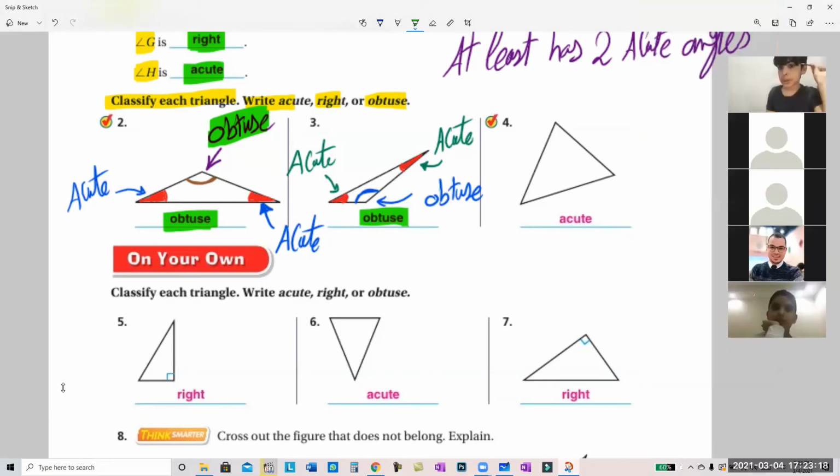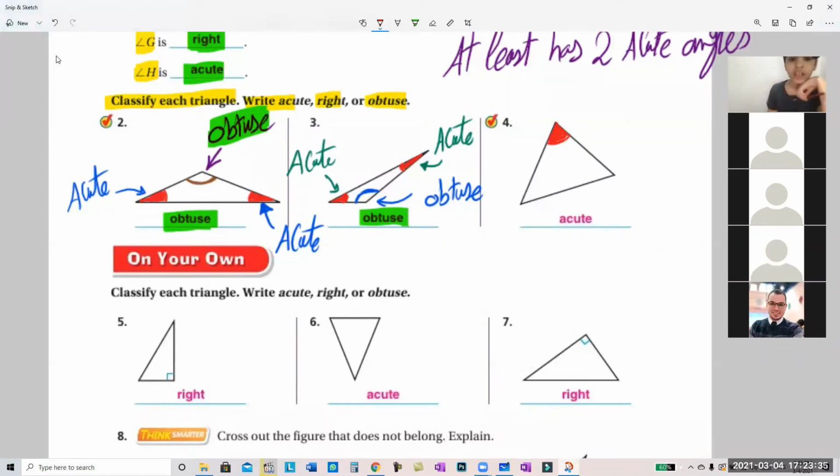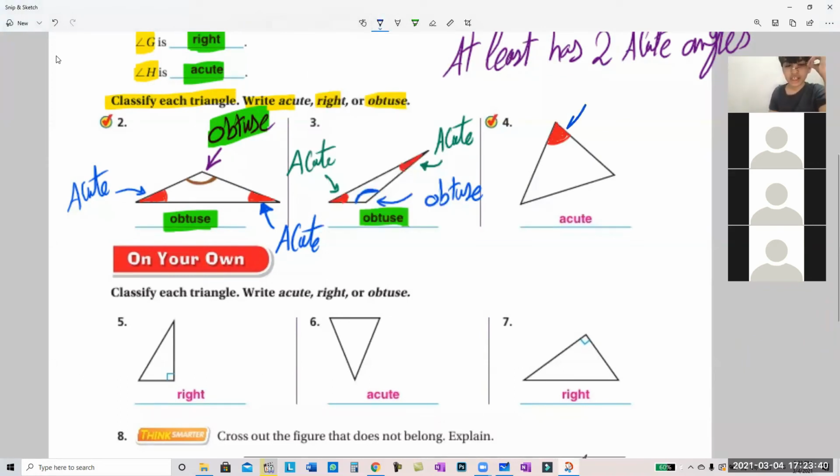Okay, Muhammad, tell me about number 4. What about this angle? Can you tell me what is the type of this angle? Obtuse. This angle. So we have a big space or a small space? A small space, right? Between the two rays. So it will be acute. Okay, what about this?